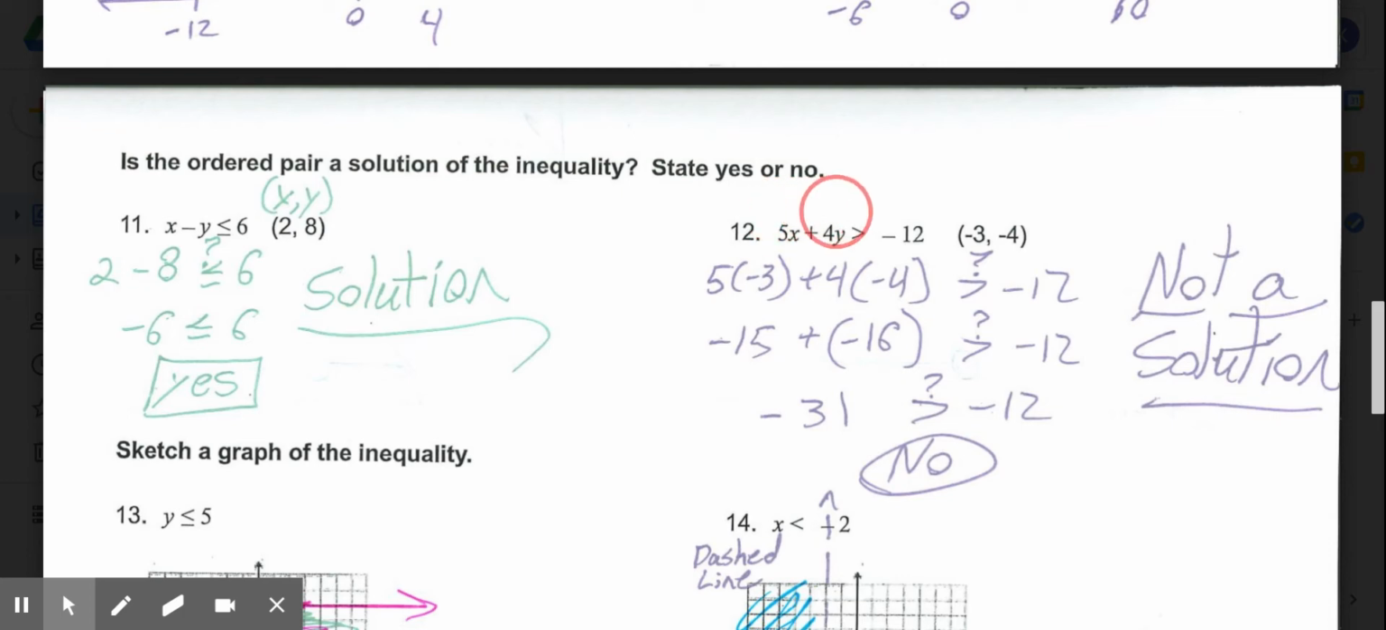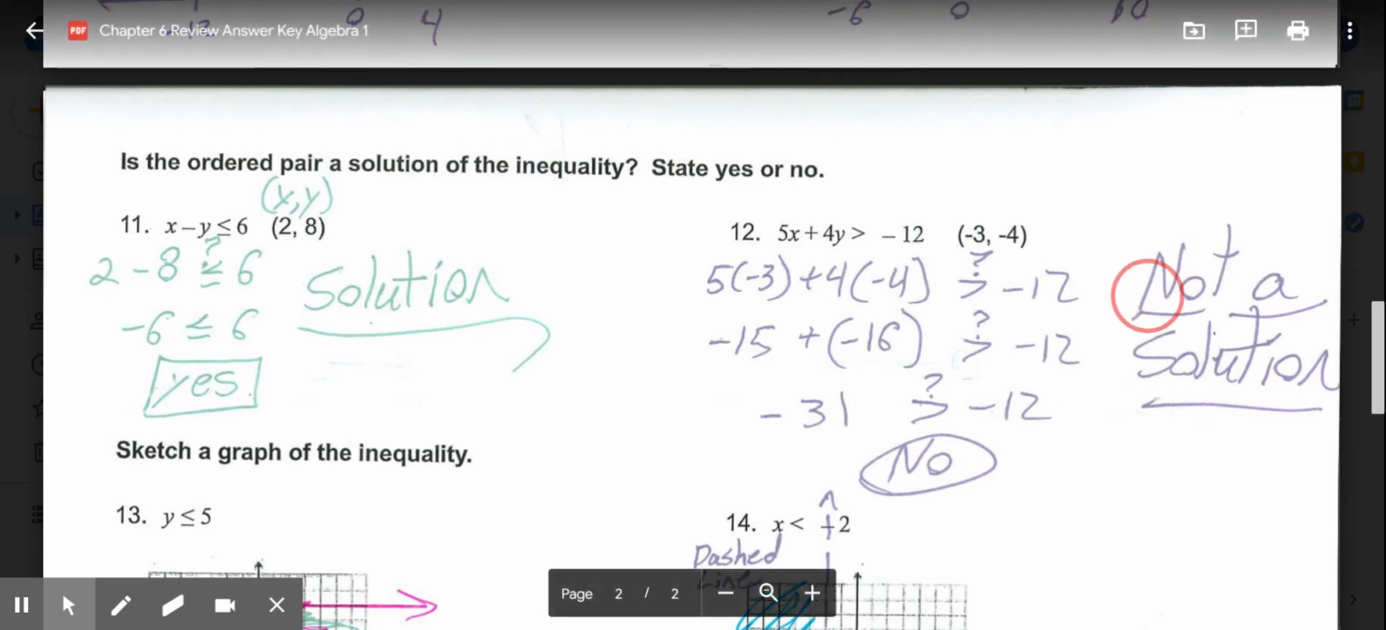In 12, 5x plus 4y is greater than -12. We're checking is (-3, -4) a solution. So we'll substitute the -3 in for x, the -4 for y. So we end up with -15 plus -16. And is that greater than -12? So is -31 greater than -12? Nope, it is not, because -31 is further into the negatives, so it's a smaller value. So in that case, it is not a solution.